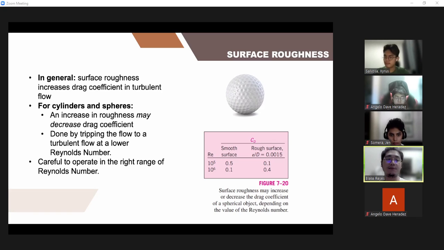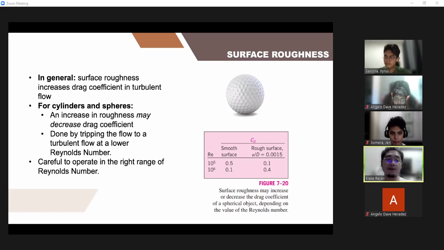How is this then achieved? This is done by tripping the flow of the fluid to a turbulent flow at a lower Reynolds number. This causes the fluid to close behind the body, which results in a narrower wake, thereby reducing the pressure drag considerably. This ultimately results in a smaller drag coefficient.